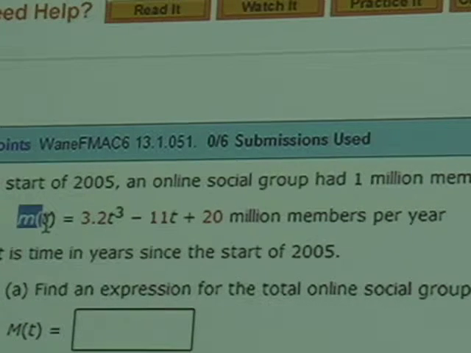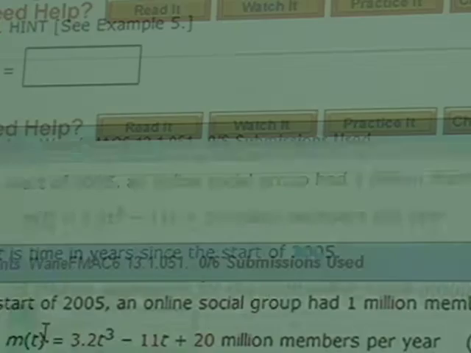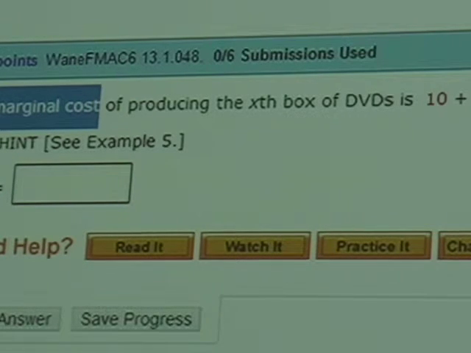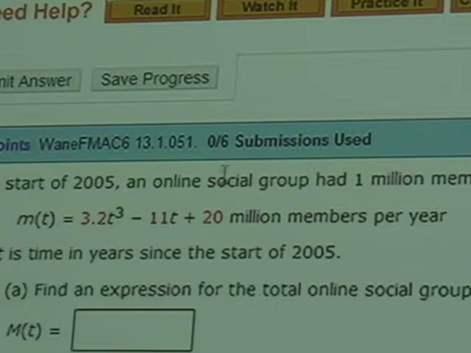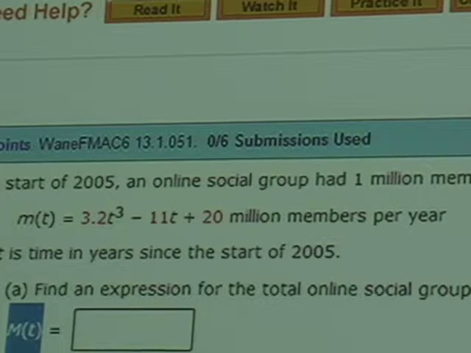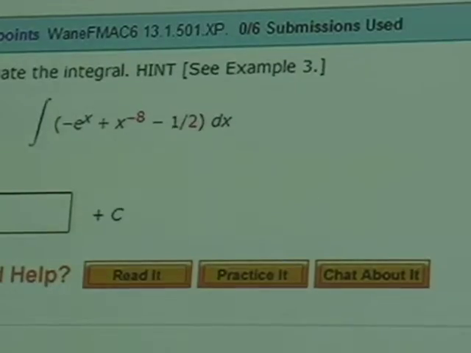And we're supposed to find this, which is the total. So basically it's the same thing as this one. We were given the marginal cost, and we're supposed to find the total cost. Here we're given the marginal, or the derivative again, and we're supposed to find the total. Okay? So I'm going to leave you to work that one out for homework. So that is most of everything that we needed to do.